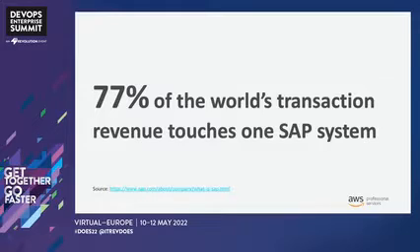Showing here a big number just to show how important SAP's business is. Using the source from their website, nowadays 77% of the world's transaction revenue touches at least one SAP system. So this is huge, right? 77% of all the world's revenue crosses at least one SAP system. So this is very impressive.